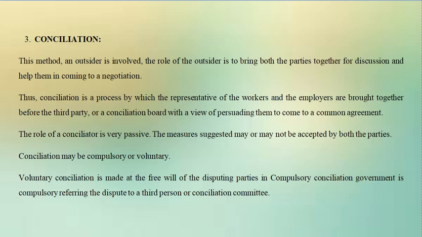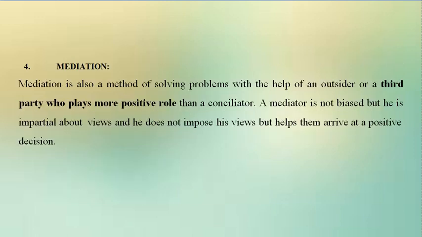It's of two types. Conciliation may be compulsory or voluntary. Voluntary conciliation is made at the free will of the disputing parties. But in compulsory conciliation, the government compulsorily refers the dispute to a third party.